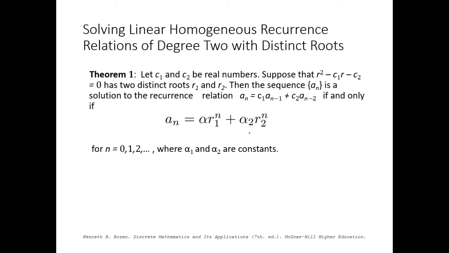Now, if we have a recurrence relation of degree 2, then this is the standard characteristic equation, that is r squared minus c1 r minus c2 equal to 0, which has two distinct roots r1 and r2.